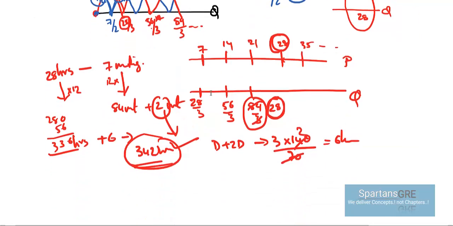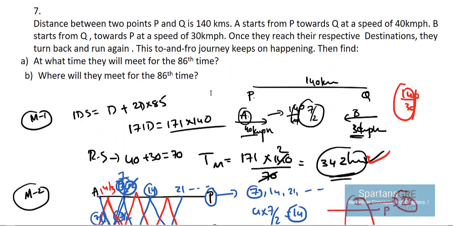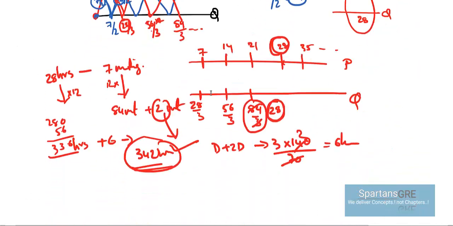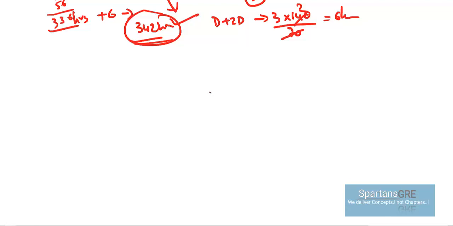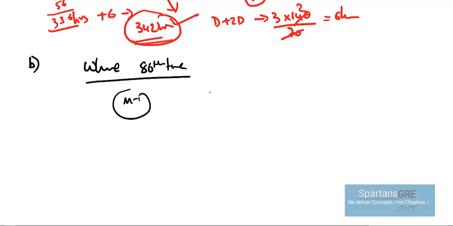So now let's move on to our next question. Where will they meet for the 86th time? Right? Now, method 1 again. You know, they meet for the 86th time after how much time? Time is equal to 342 hours.